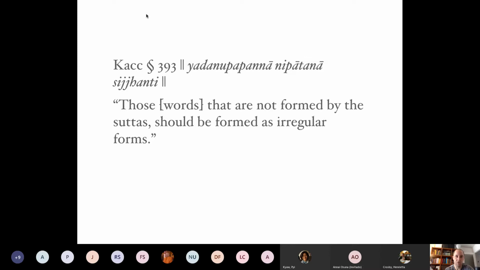If we follow the sequence of rules in the Kaccāyana, the first Mahāsutta that we find is a rule that, again, we have seen in some discussions in this course. It's yadanupapannaṃ nipātanā sij­jhanti. So this rule means those words that are not formed by the suttas should be formed as irregular forms. So basically, it's telling us that whatever is found in the Tipiṭaka but cannot be formed according to the rules taught in the Kaccāyana needs to be understood as nipātas or indeclinables, as words that are already given as irregular forms, and basically then no problem. You take them as nipātas and that's it.